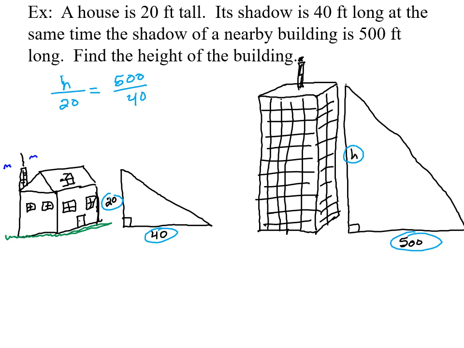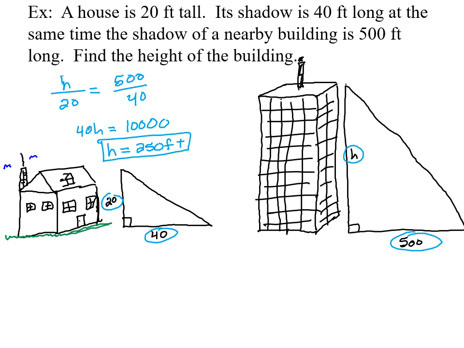equals 500 divided by 40. And again, cross multiply. So you get 40h equals 500 times 20, which is 10,000. And 10,000 divided by 40 gives you 250. So that building is 250 feet tall. Some of you might also notice that looking at the house triangle, the shadow is just twice the height of the building.